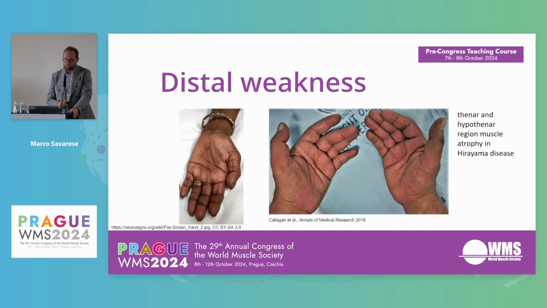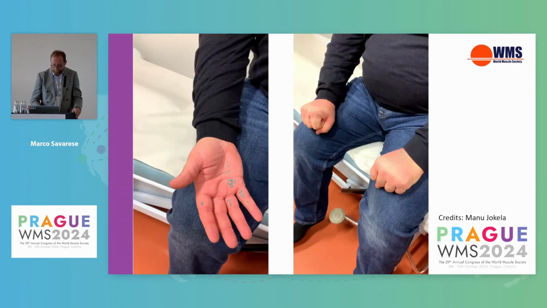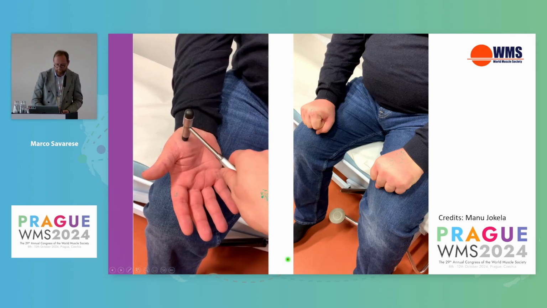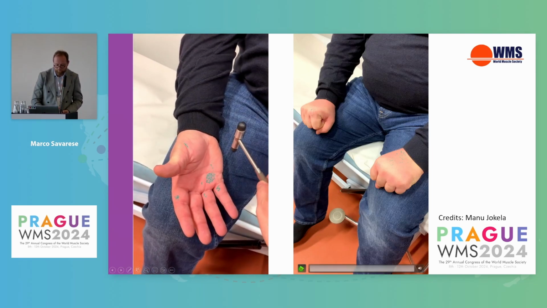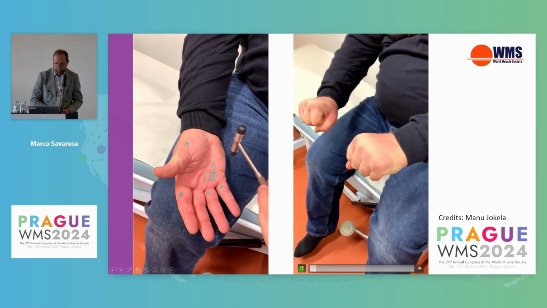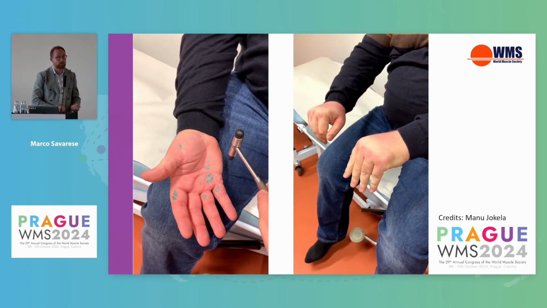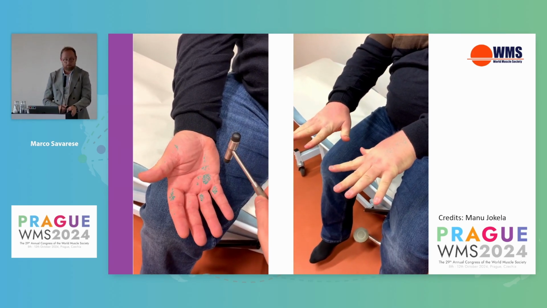What you see here are the hands with the thenar and the hypothenar region muscle atrophy. And this is quite typical, and we will see more pictures about hands in a large number of diseases. And here, two videos underlying the myotonia, here the percussion myotonia, and on the right, the hand grip myotonia. These are, of course, myotonic dystrophy patients.